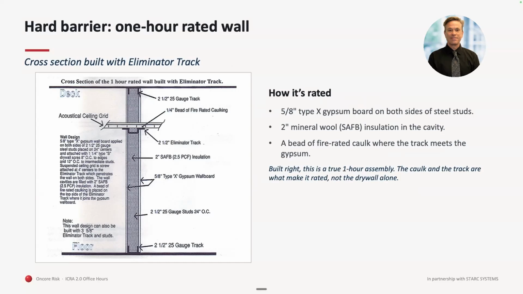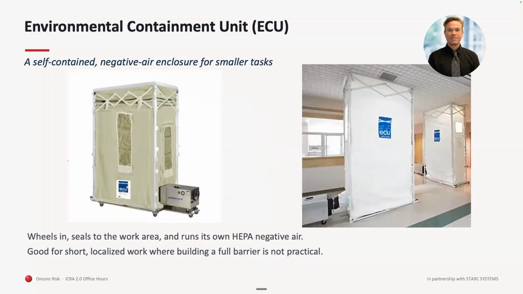This would be an example of a 1 hour barrier, 2 sheets of 5/8 drywall sealed at the bottom and at the top with approved fire rating material. And that would give you the 1 hour rating for the protection to meet the requirements for that barrier under NFPA 241. So here's some examples of ECU units.